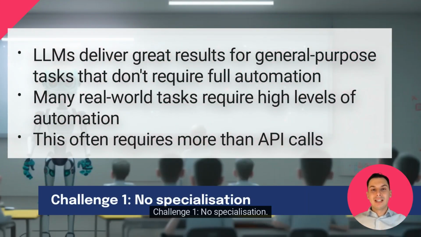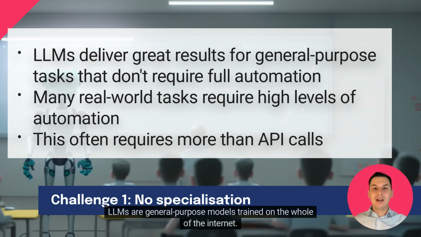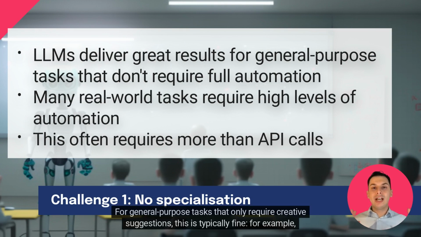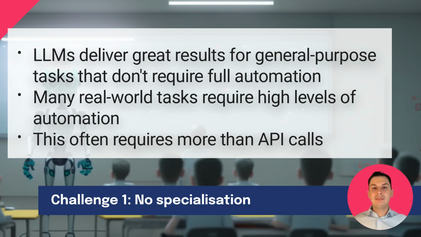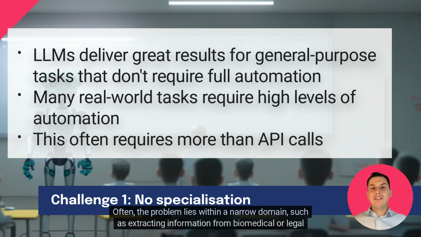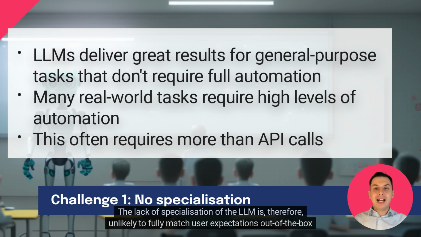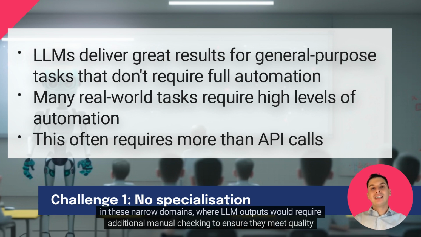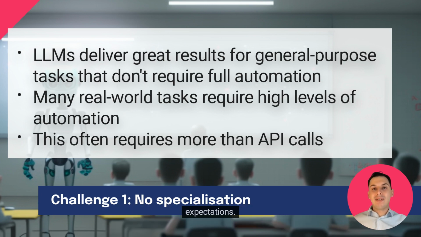Challenge 1. No specialization. LLMs are general-purpose models trained on the whole of the internet. For general-purpose tasks that only require creative suggestions, this is typically fine. For example, suggesting a title for a blog post. Many real-world problems, however, require significant or full levels of automation. Often, the problem lies within a narrow domain, such as extracting information from biomedical or legal articles. The lack of specialization of the LLM is therefore unlikely to fully match user expectations out of the box in these narrow domains, where LLM outputs would require additional manual checking to ensure they meet quality expectations.